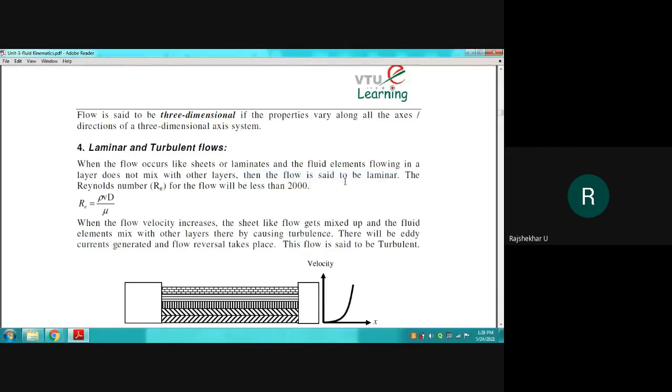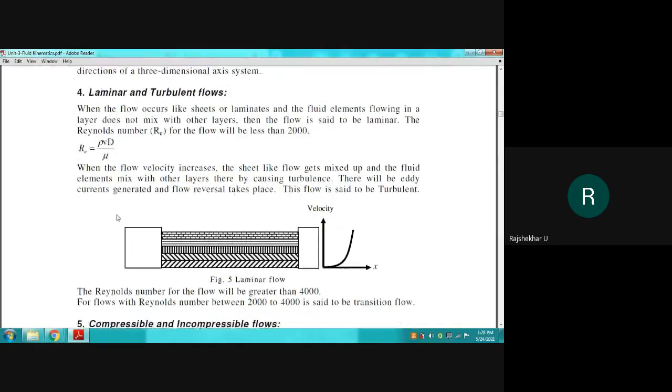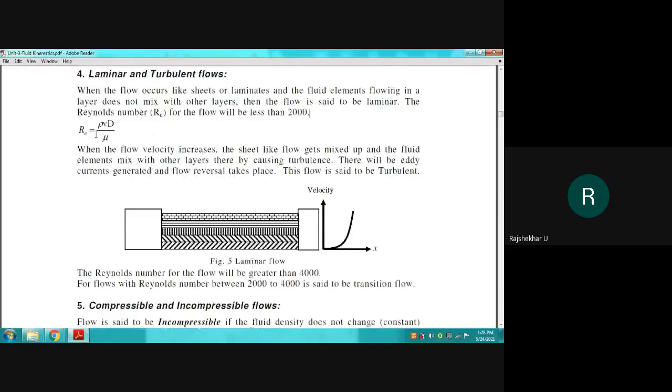So if you write just the flow will be in a streamline, then you will not get full marks. In order to get full marks, what we have to do is we have to write this compulsory Reynolds number, rho Vd by mu less than 2000. Re less than 2000 will give you that laminar flow.